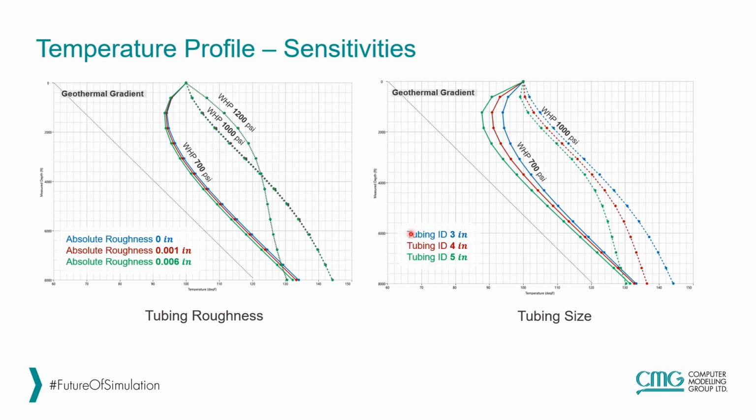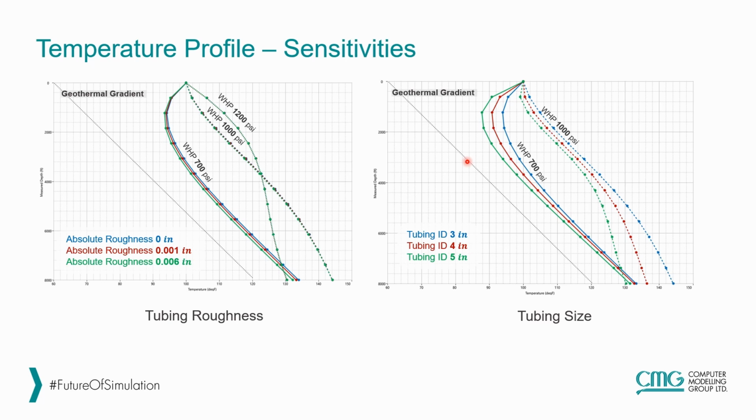Now let's look at the effect of the tubing size. At 700 psi injection pressure, the green curve is 5 inches, red one is 4, and the blue one is 3. So we see that the bigger tubing size is pulled more toward the geothermal gradient.